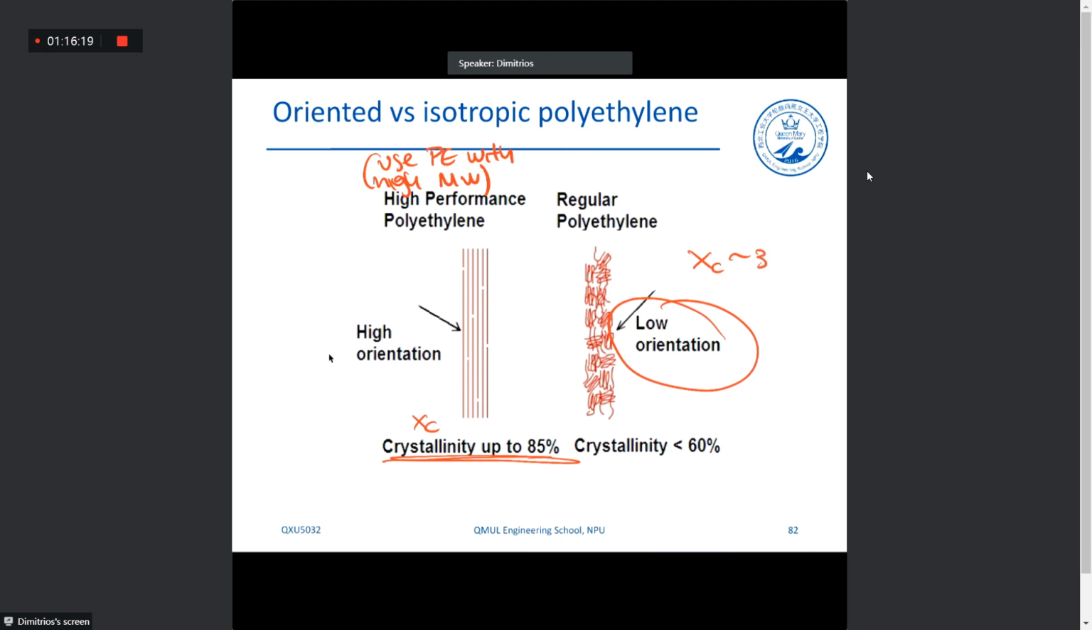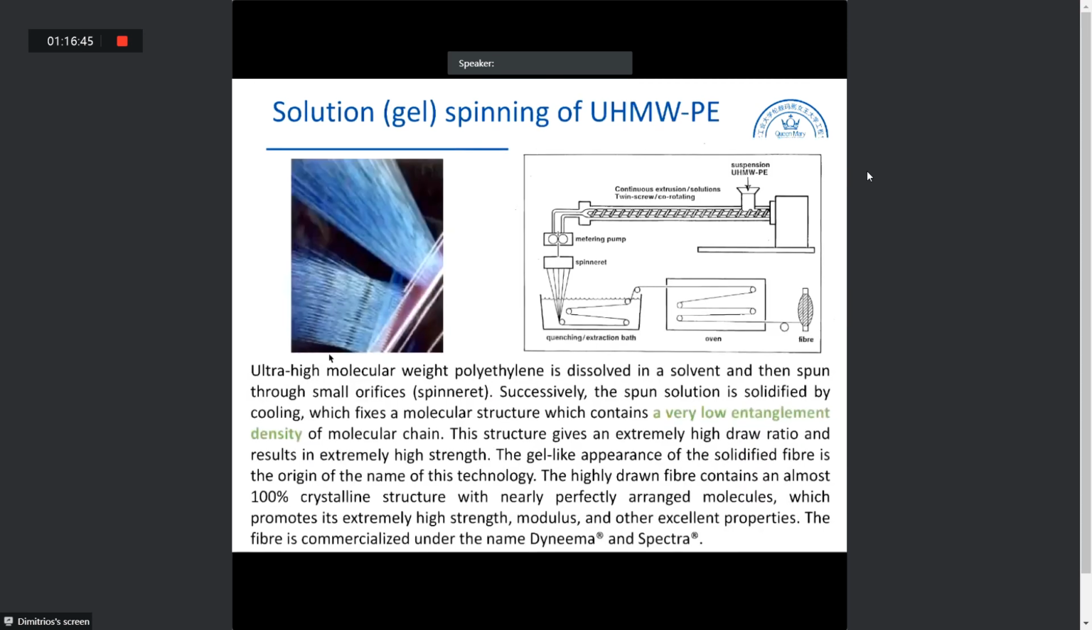Yeah, this is a very common process that takes place for ultra high molecular weight polymers. Okay, and the important part of the spinning process is what I mentioned here. The spinning process leads to a molecular structure which contains a very low entanglement density, okay? So by having a very low entanglement density, we have oriented chains which are not entangled between them. And because they're not entangled between them, they create these continuous fibers.